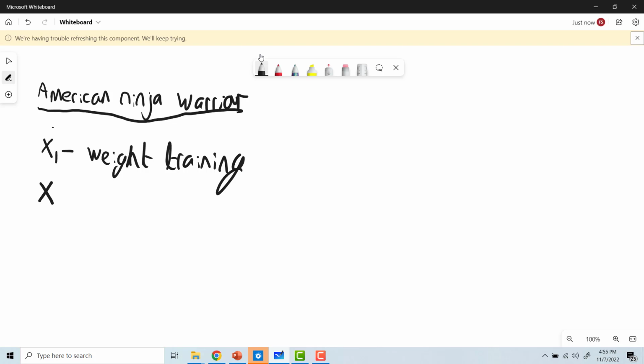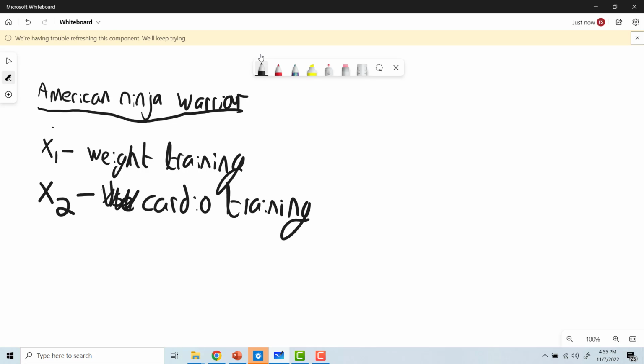And I've got X2, which is cardio and fitness training. So I'm going to have cardio training. Because again, if I have no cardio, I'm going to run out of breath and I'm going to fall off the obstacles after the first few obstacles. So I need to have both of those in order to be successful.